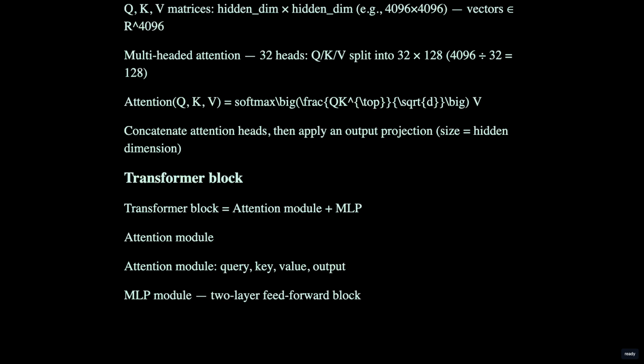An MLP module is a small feed-forward network applied per token. Linear, activation, linear, often with dropout or layer scaling. In transformer-style models, it typically expands the hidden size, commonly 4 times, to add nonlinearity and capacity before projecting back.